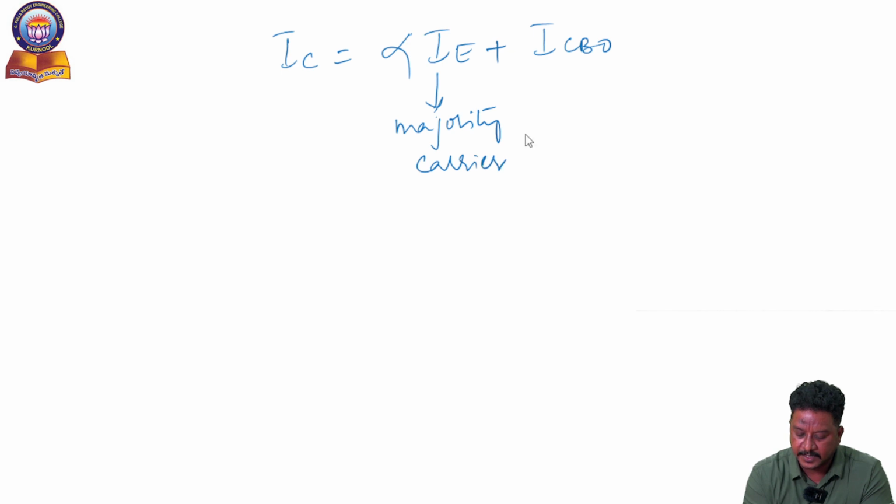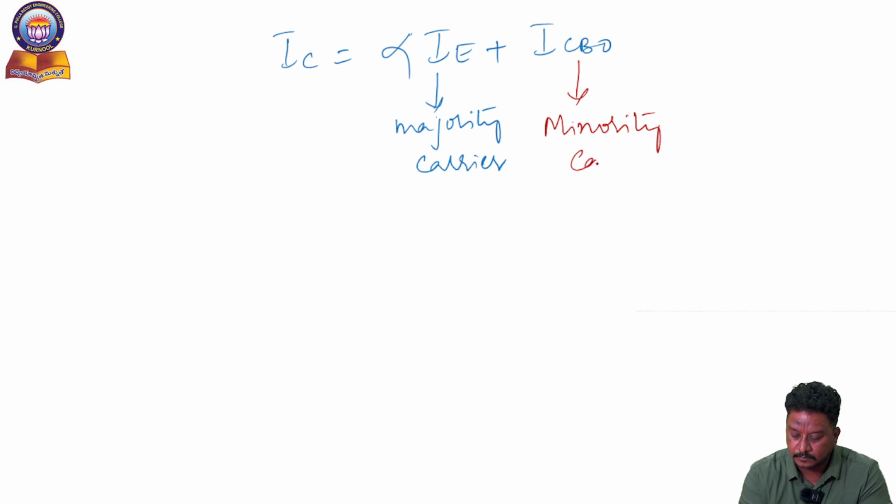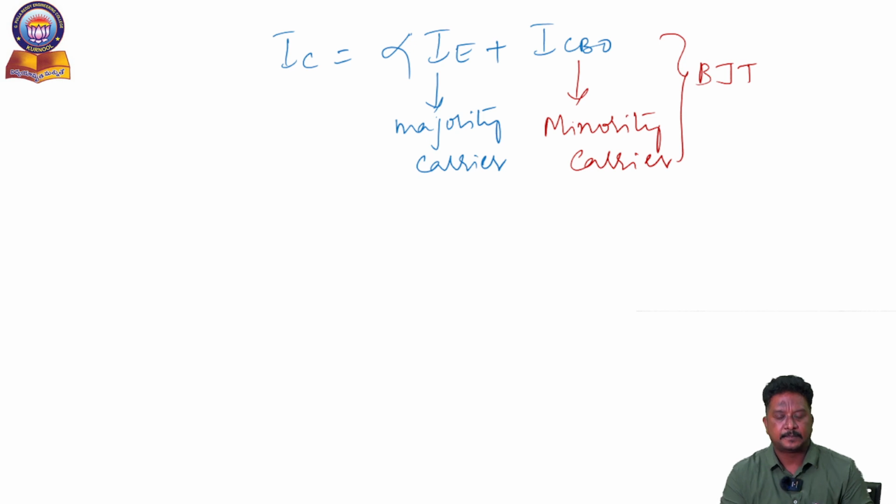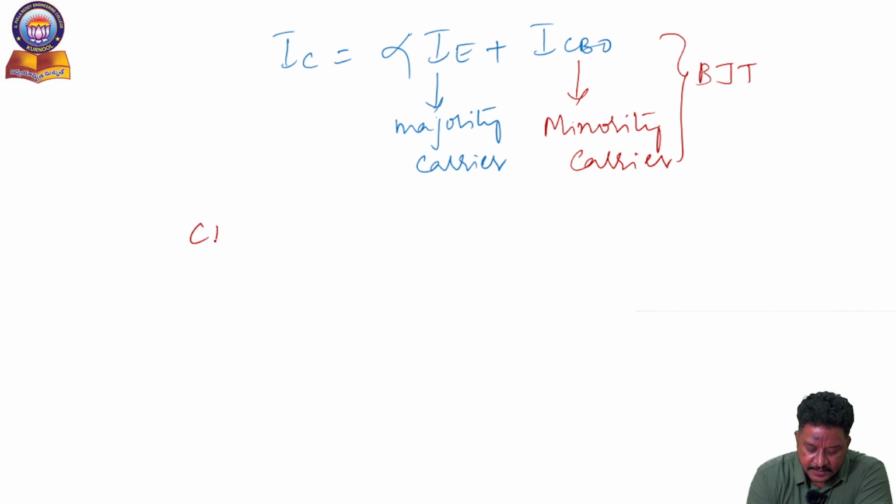These are majority carriers and these are minority carriers. So that's why it is called BJT, bipolar junction transistor.